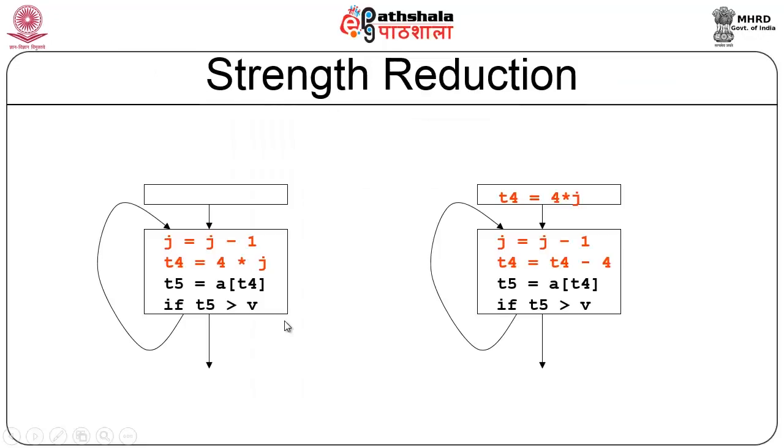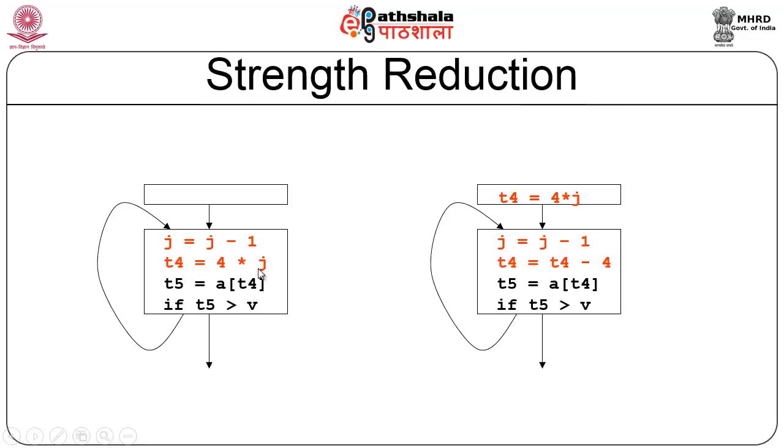The next one is called strength reduction, where you can replace complex multiplication or division with addition or subtraction. For example, here T4 is equal to 4 into j, and j gets reduced by 1. Now, the value of j is going to be reduced, no doubt, but this is a multiplication.